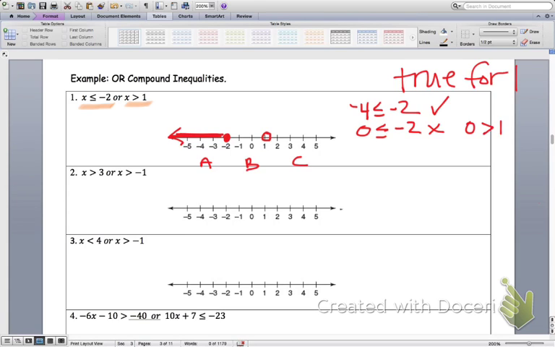is greater than 1. And is 0 greater than 1? It's also false. So that means this middle section does not get shaded.